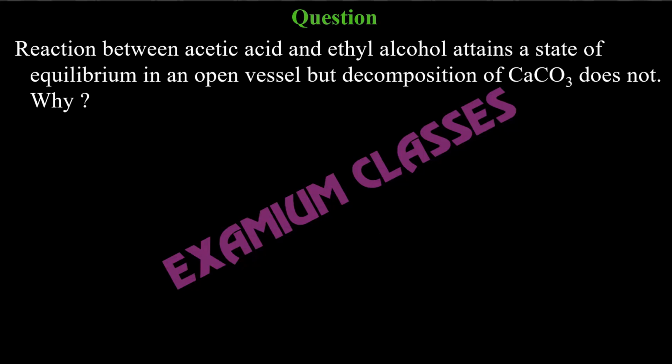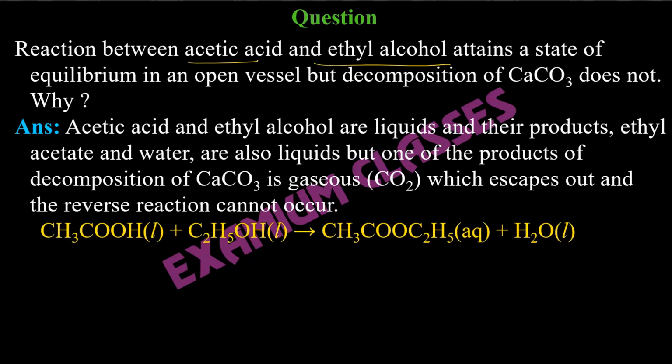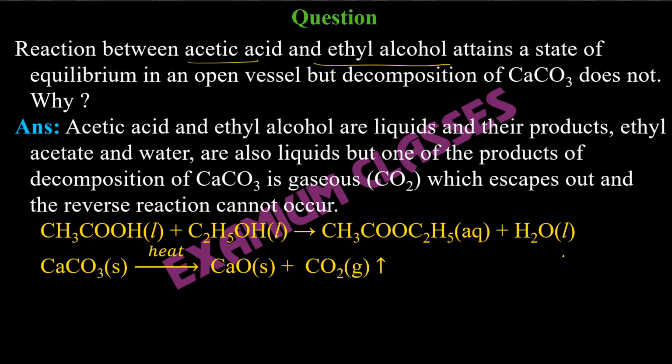Equilibrium can be achieved in an open system also, but in that case there should not be any gaseous reactant or product. In the reaction between acetic acid and ethyl alcohol, this one is liquid, this one is liquid, and this is also considered liquid. I will tell you when we talk about homogeneous and heterogeneous equilibria. In that case, aqueous and liquid will be treated as the same thing. But there is no gaseous product or reactant in this case, so it can happen in an open system. But decomposition of calcium carbonate will produce carbon dioxide, so it must be a closed system. That is the answer here.